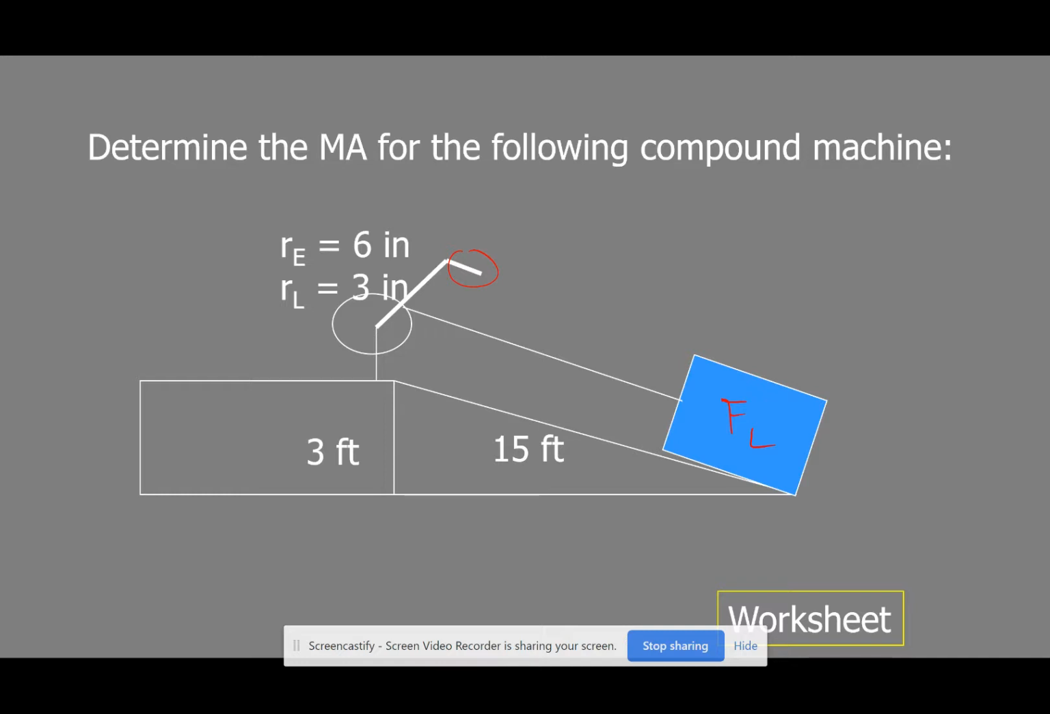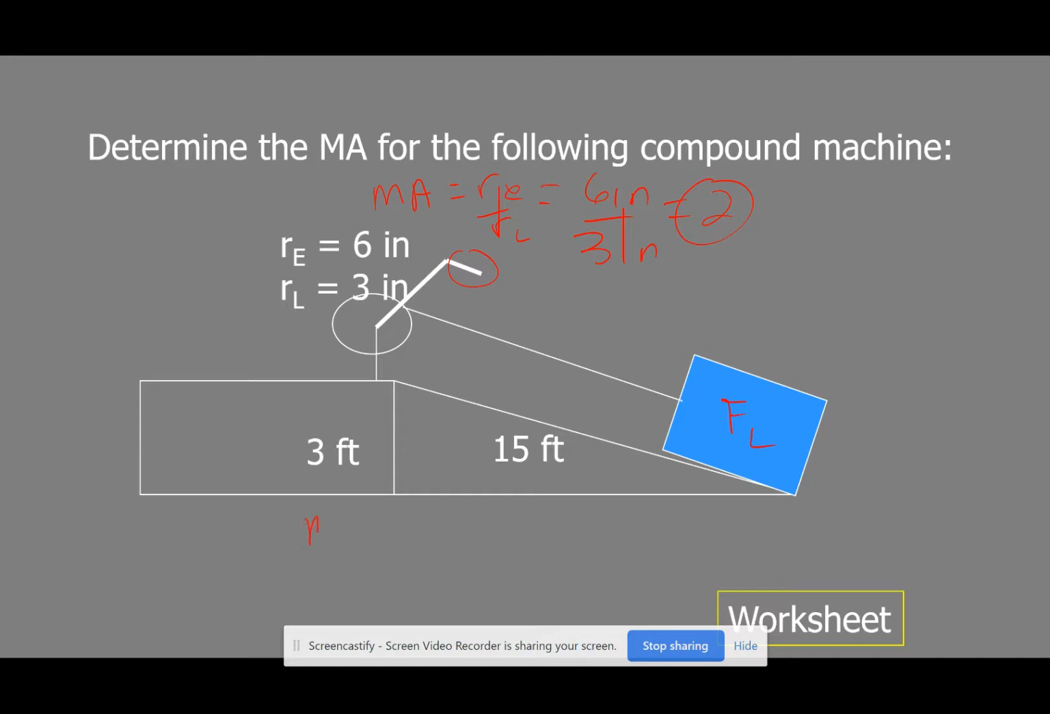So it does take a little bit of memory in that the mechanical advantage over here is equal to the effort radius over the load radius. In other words, that's going to be equal to 6 inches over 3 inches. Now 6 over 3 is just equal to 2. So the mechanical advantage of my wheel and axle there is just 2.